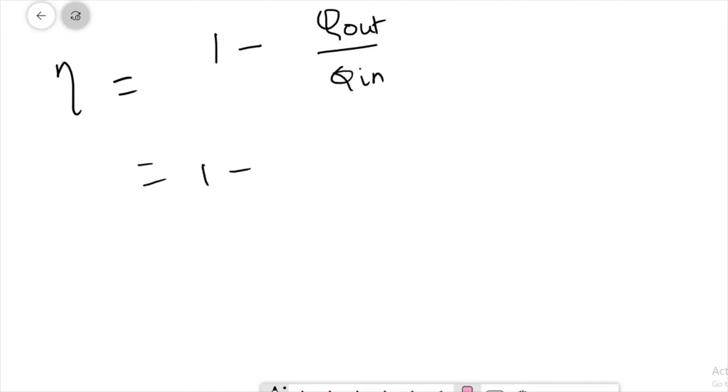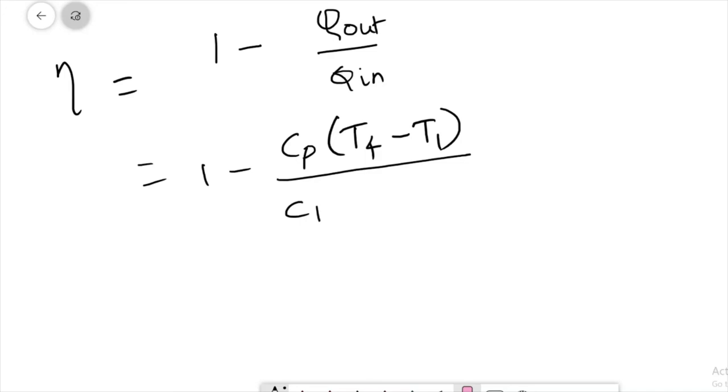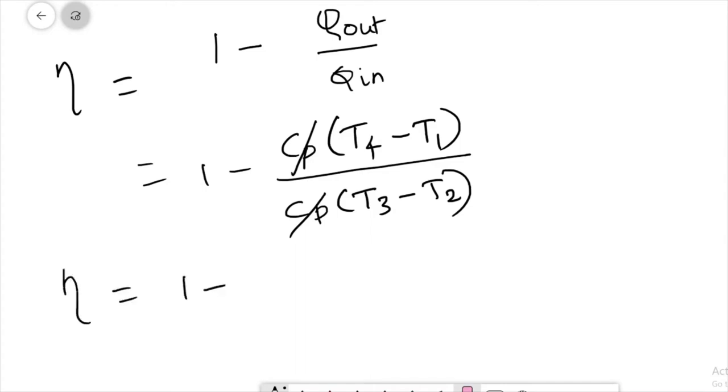So our efficiency formula becomes eta equal to 1 minus Q out by Q in. So this is 1 minus, we have written this as Cp into (T4 minus T1) divided by Cp into (T3 minus T2). So here we can cancel out this Cp. So remaining will be 1 minus (T4 minus T1) over (T3 minus T2).